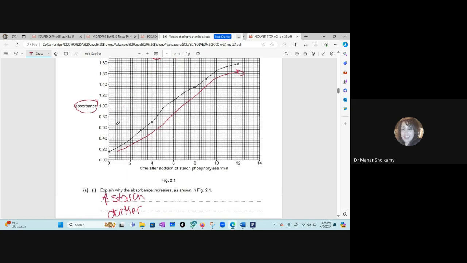The absorbency is the number on the calorimeter machine. The more the machine is absorbing light, the greater the number. And the darker the color, the more the absorbency. Do you all understand that?